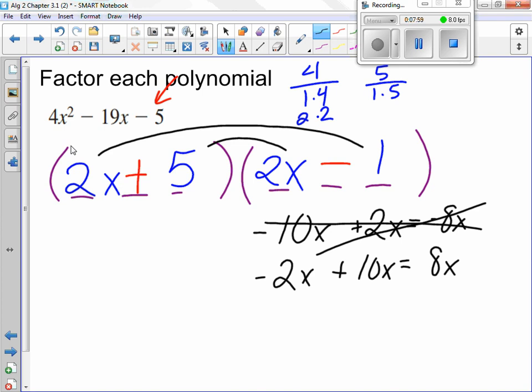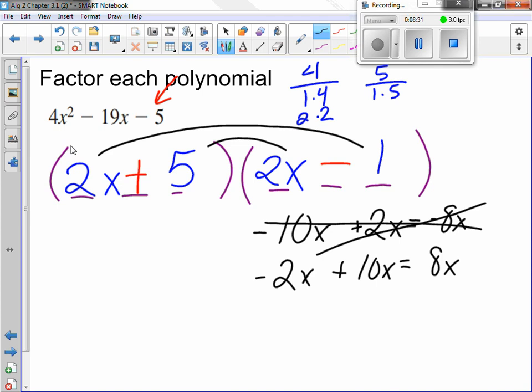But what did that do? That just changed what? It changed it from negative to positive, yes? So that's one thing to pay attention to. If you get the correct middle term but the wrong sign, change the signs. Because that's essentially what we did here. We made the 5 positive and the 1 negative, yes?